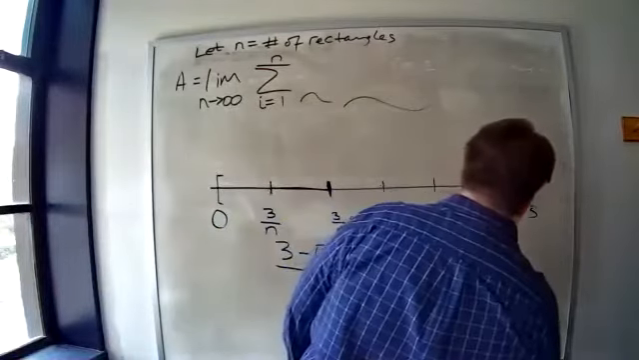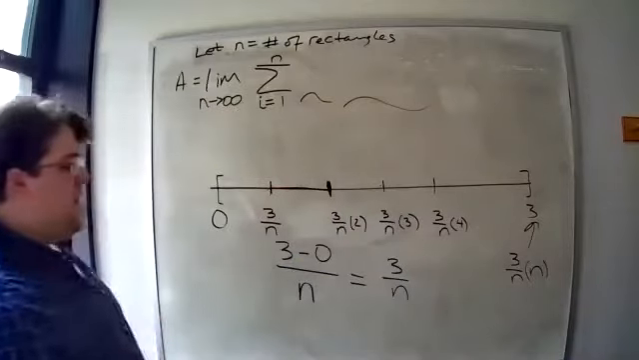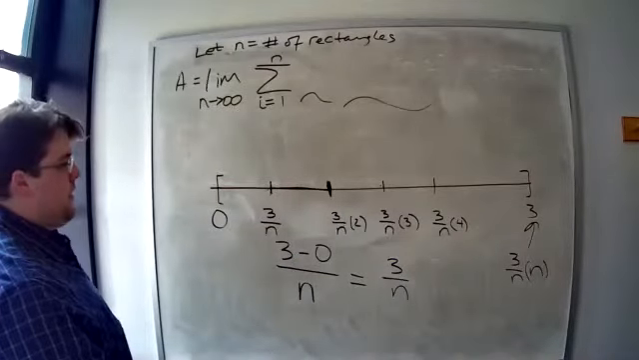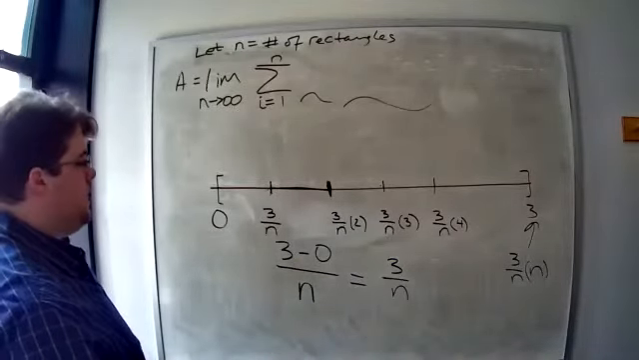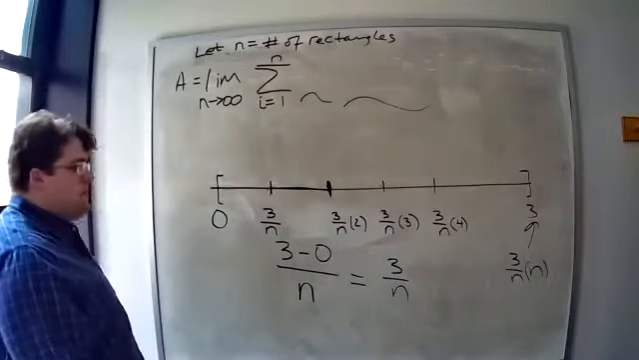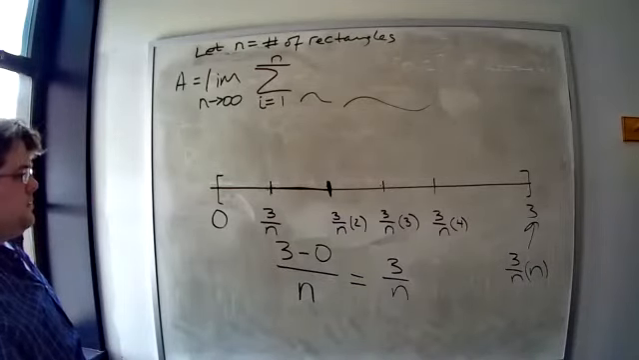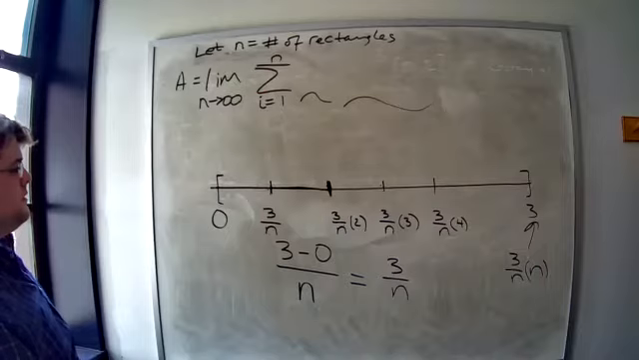We're forming n rectangles. So the last one would be n copies of 3 over n, which of course reduces to 3 because n over n cancels. Any questions about finding those x values?